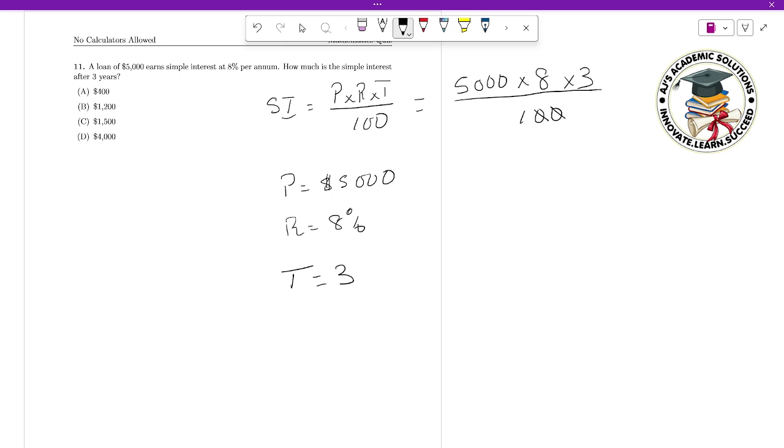So let's take these two zeros out. 8 times 3 is 24, so we have 24 times 50. So 0, 2 knots are 0, 2 5s are 10, 4 knots are 0, 4 5s are 20. And this here is giving me 1,200. So therefore, after this 3-year time span, $1,200, so we would just highlight here the answer B.